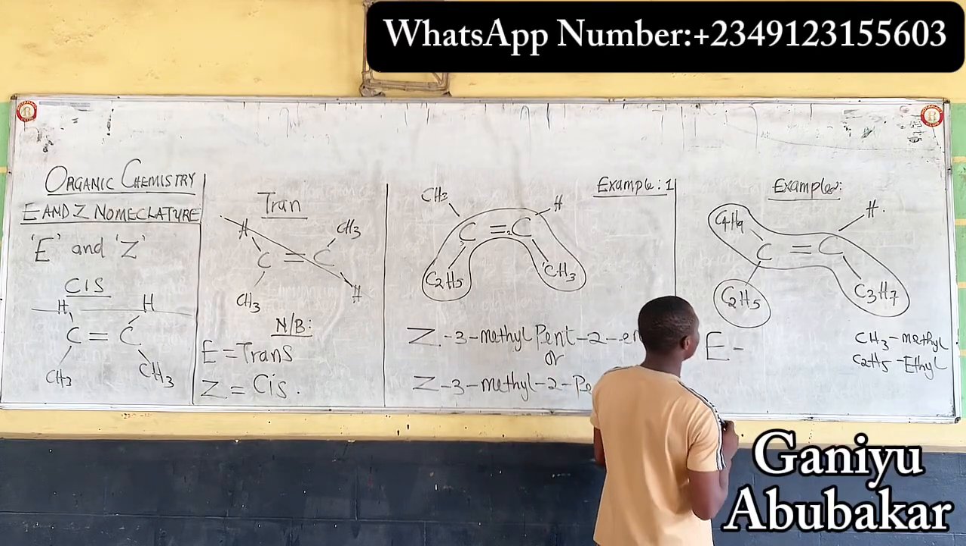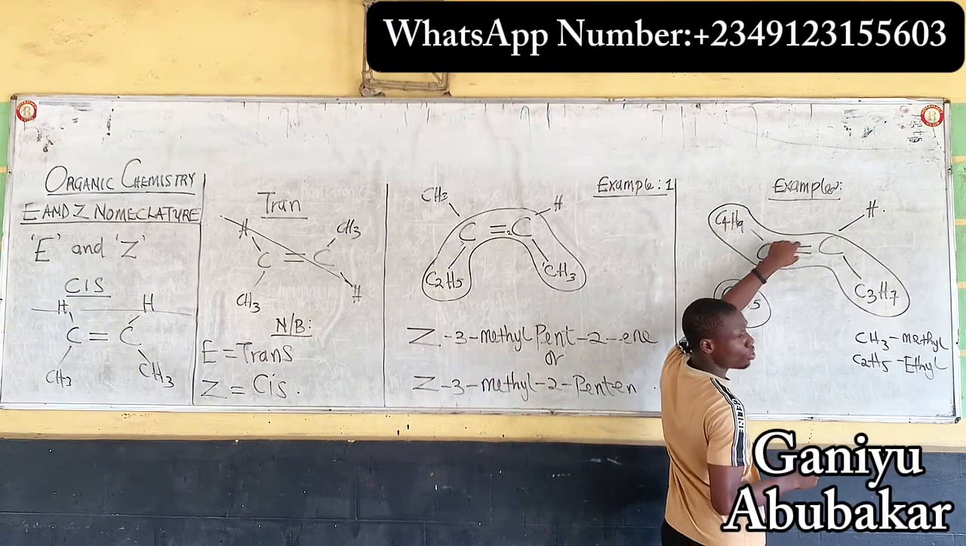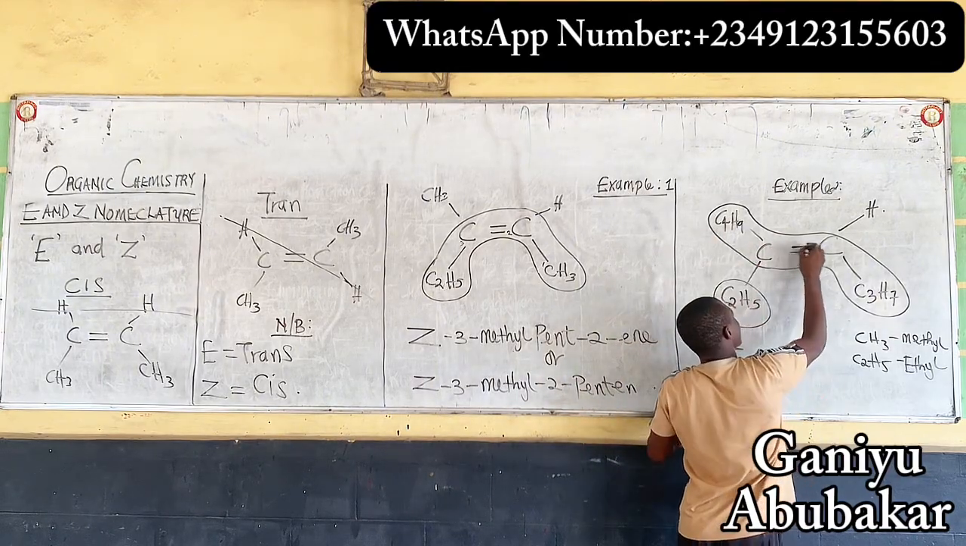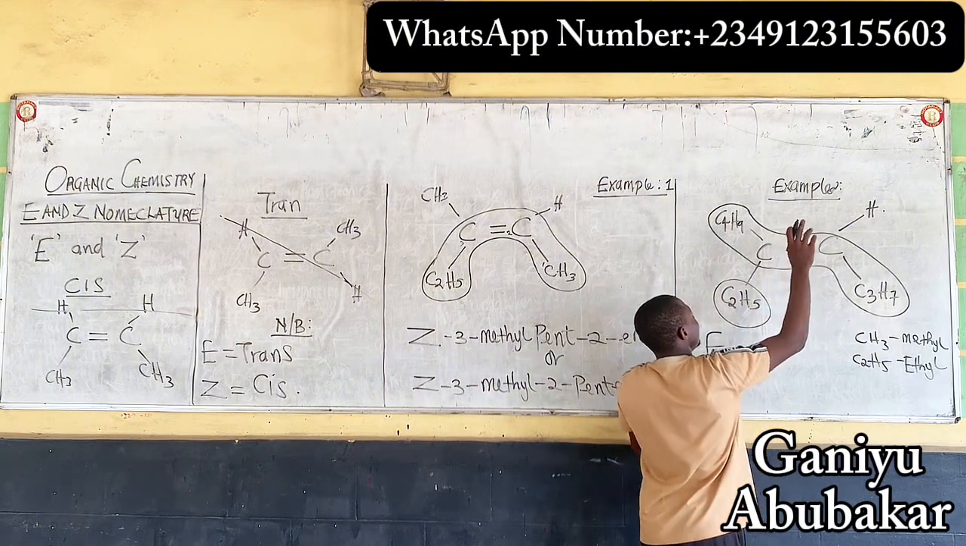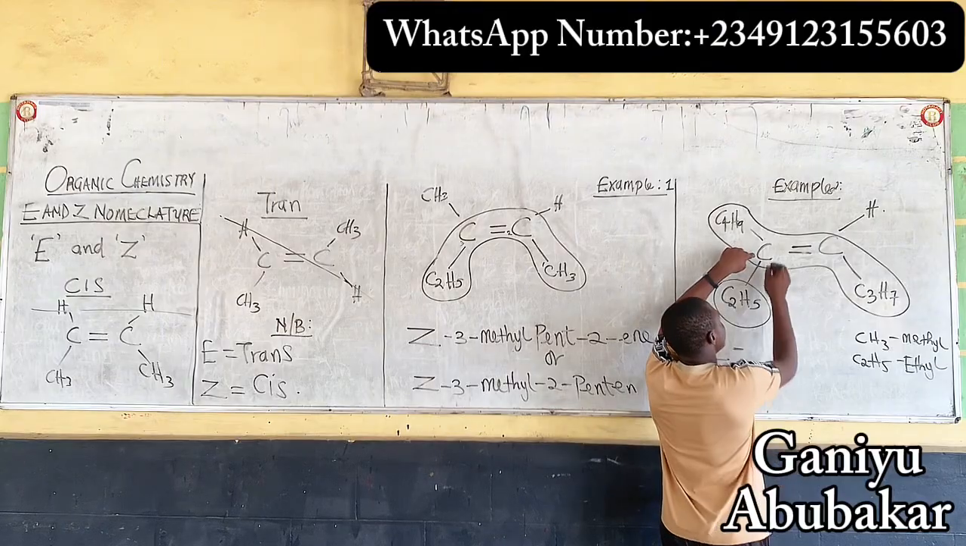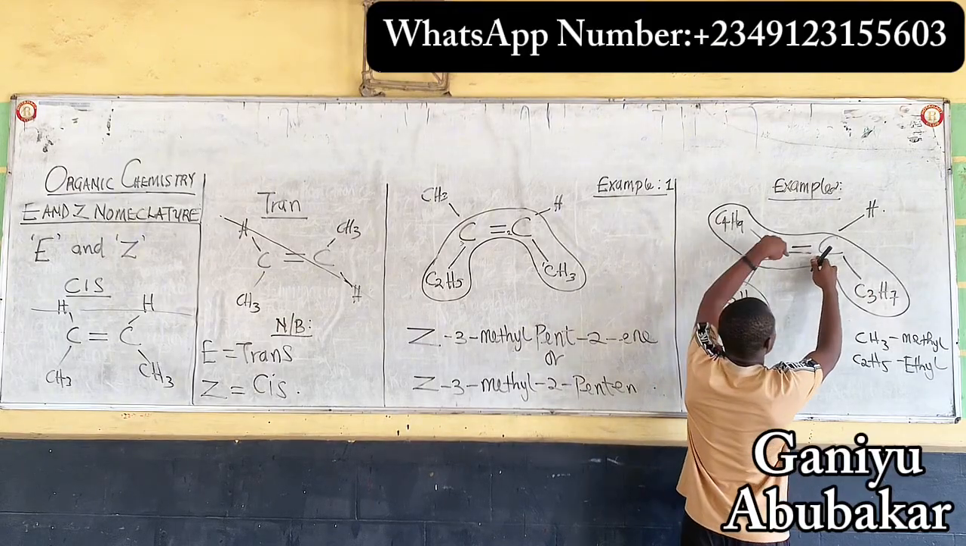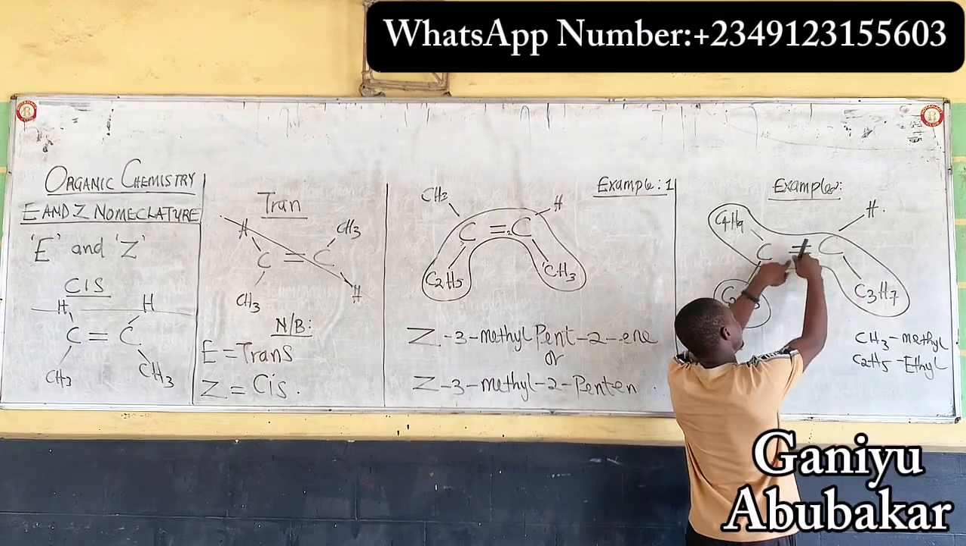Okay, hold on. Let's do our numbering before we start with the ethyl. Observe, this is the double bond. I'm doing my numbering so that I will have the lower number for the double bond. Taking this way, this is 4, 5. Taking the other way, 3, 4. The lowest is 4.